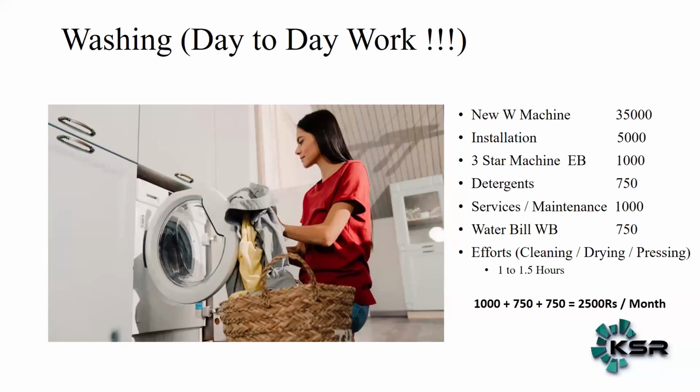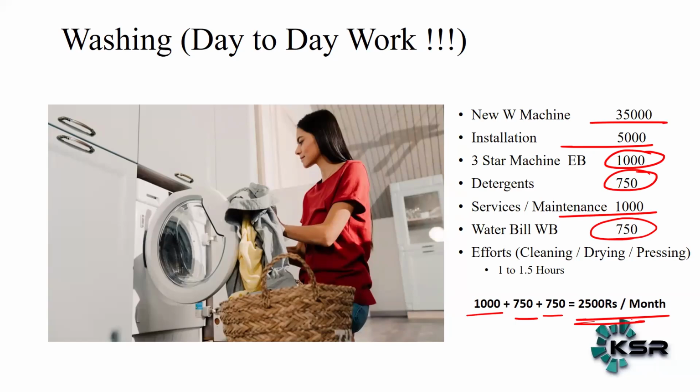the one which is like a monthly cost is, see, this is like one time cost. This is monthly cost. This is monthly cost. This is one time, maybe 6 months once. This is daily cost or monthly cost. So I would say 1000 plus 750 plus 750 every month to wash my clothes. I have to spend 2500 per month.